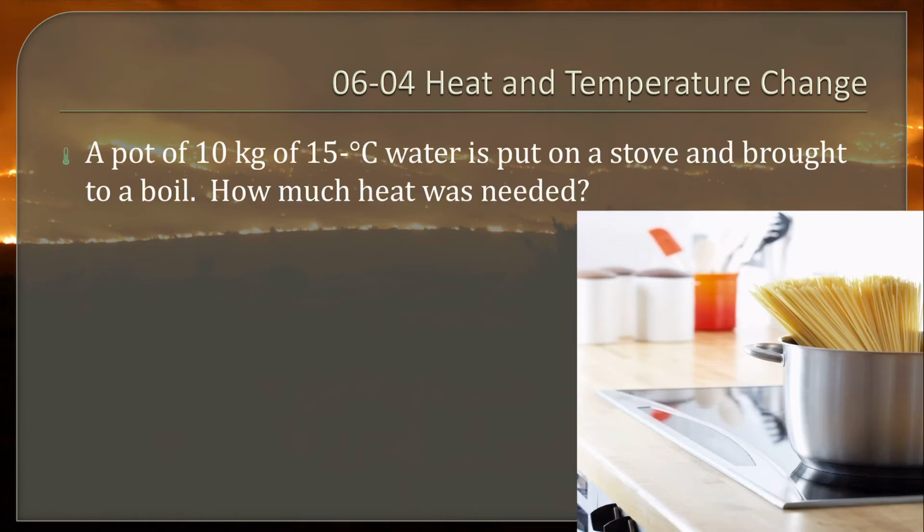A pot of 10 kilograms of 15 degrees Celsius water is put on a stove and brought to a boil. How much heat was needed? Well, let's see. Q equals MC delta T. Our mass is 10 kilograms. Specific heat capacity of water is 4,186. Oh, wait, that looked familiar. Yeah, it's the same as the conversion factor from kilocalories to joules.